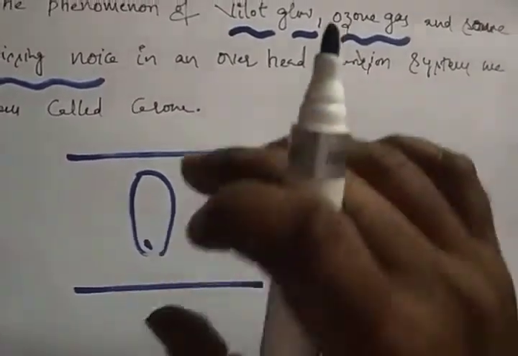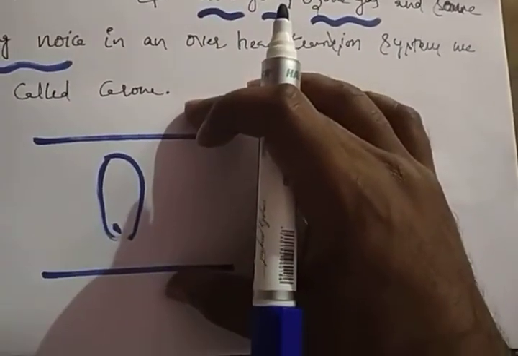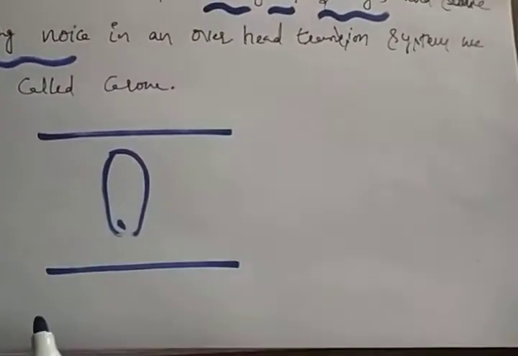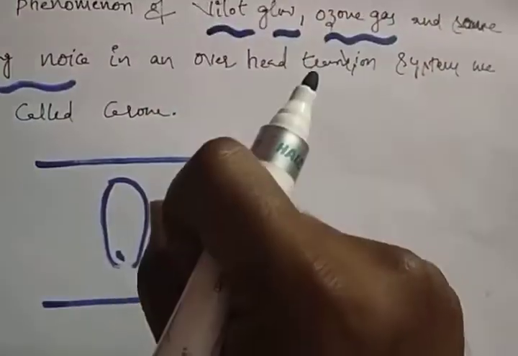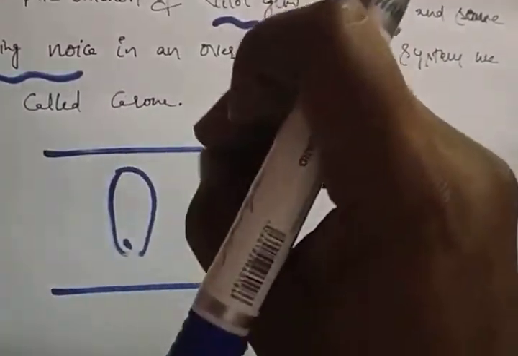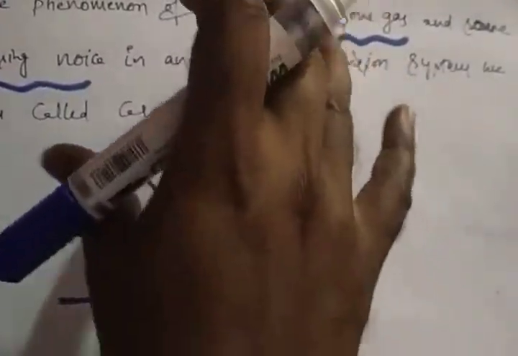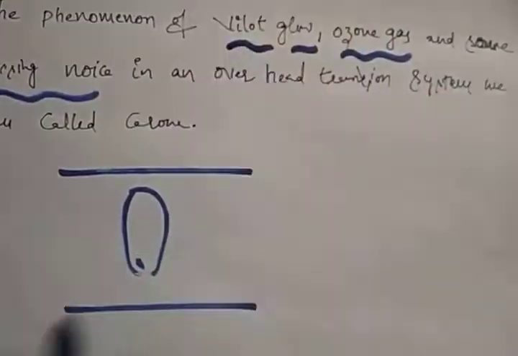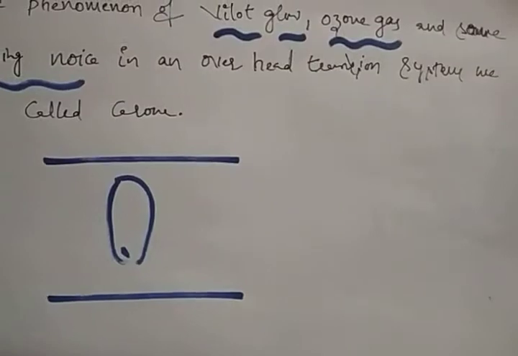That means if the two conductors are placed at a large distance, there will be no effect on the dielectric medium between them. We can call air a dielectric medium, and we don't have any effect on the air. So we don't have much concept of corona. There is no hissing noise and no violet glow, all these things.